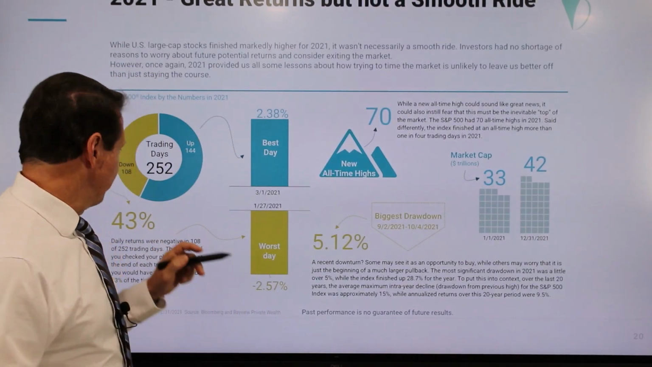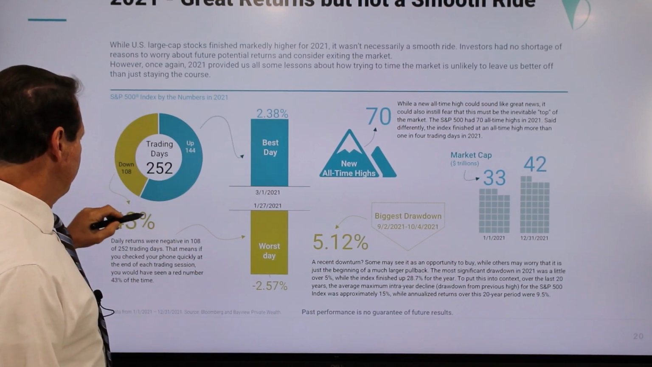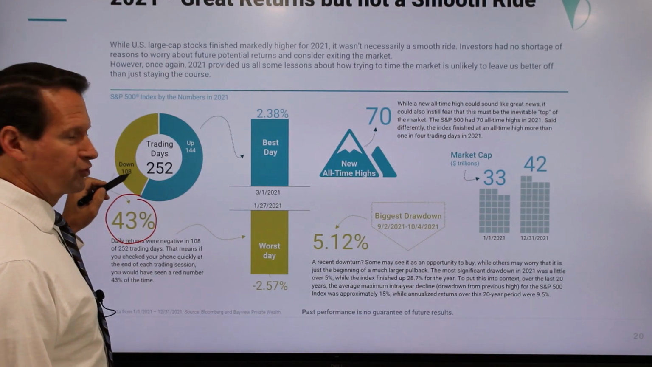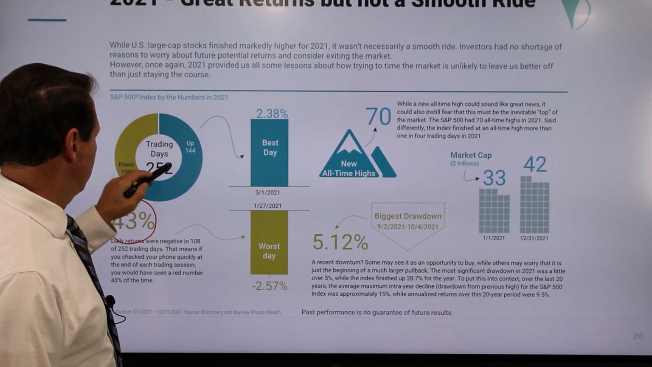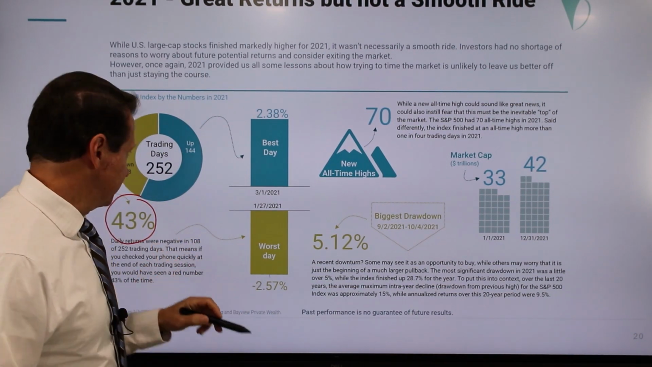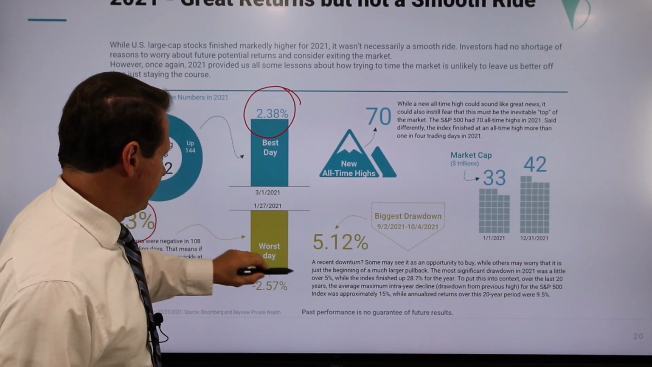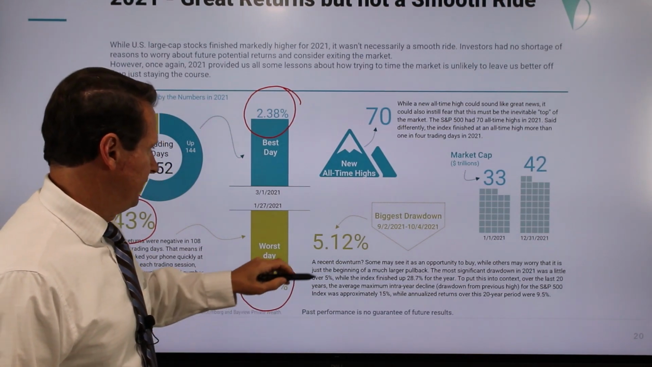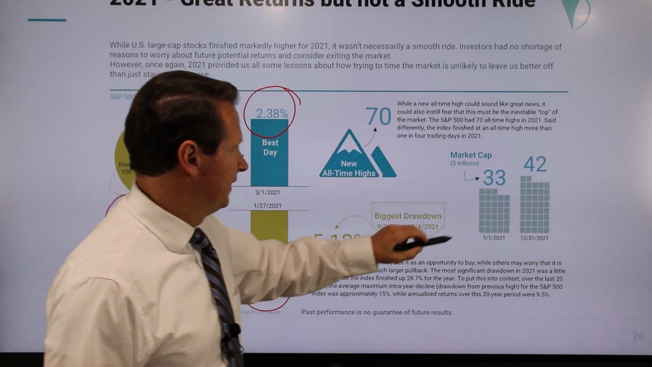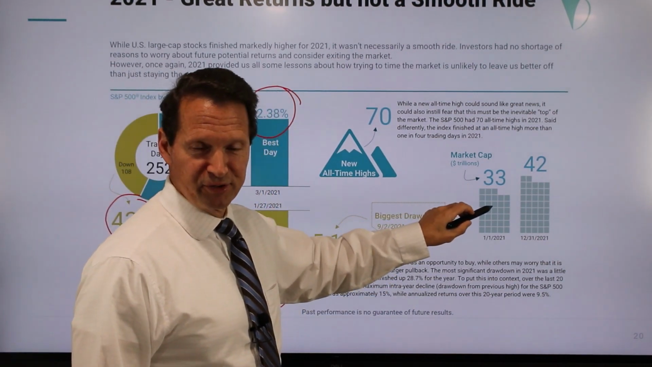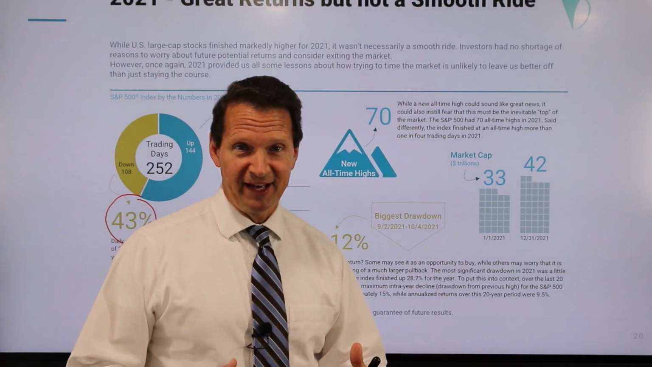So here's back to our averages again. Look at this. Even in 2021, when there's a lot of good data, 43% of the time in trading days, the market was down. Again, 144 up days, so very similar in that massive amount of data between up days and down days. Best day up 2.3, worst day down 2.57. Biggest drawdown was 5. We had 70 all-time new highs. And then again, the market cap went from 33 trillion to 42 trillion in a year, right? And in a year with a lot of bad data.